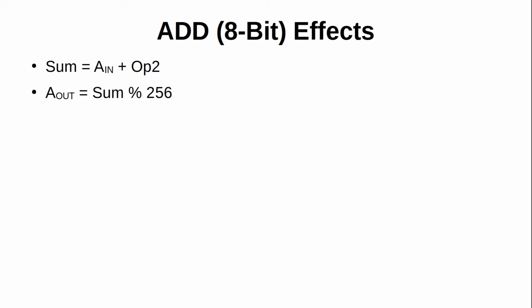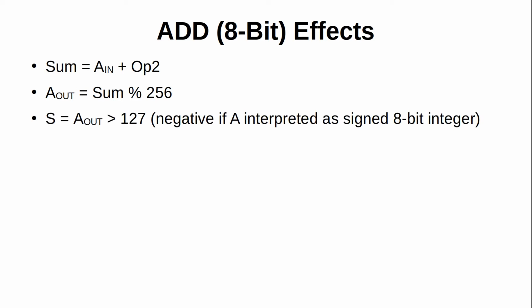This instruction will result in setting new values to all of the status flags, starting with the S bit, which will be set if the resulting value in A is greater than 127. This means the highest bit is set, so it can now be interpreted as negative if you are treating the value in A as a signed 8-bit integer. The Z bit is set when the resulting value in A is 0.